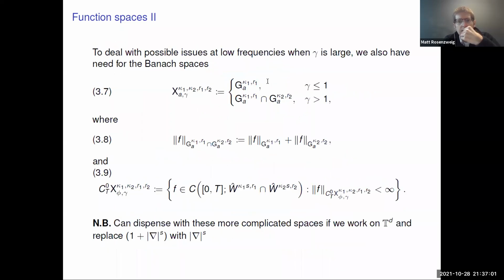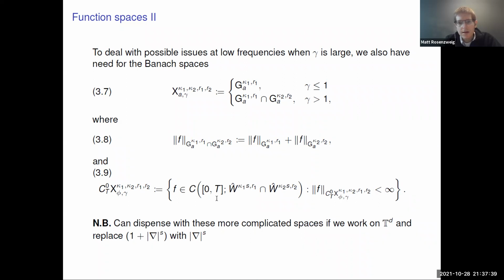So again, because there are issues at low frequency when gamma is large, we also need to have a more complicated Banach space, which I'll call X. And these have two parameters, or they're two-tiered, I'll say. When gamma is small, less than or equal to 1, you can forget about the second tier. It's just what I had before. But when gamma is bigger than 1, so when the potential, its absolute value, is singular near the origin in Fourier space, I need to look at the intersection with this auxiliary space and the corresponding Banach space for evolution equations.